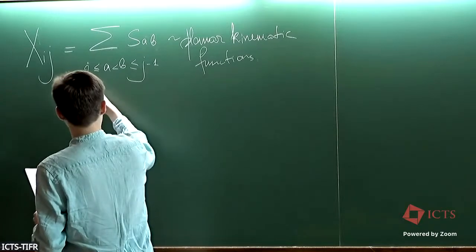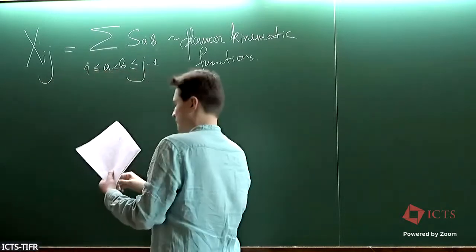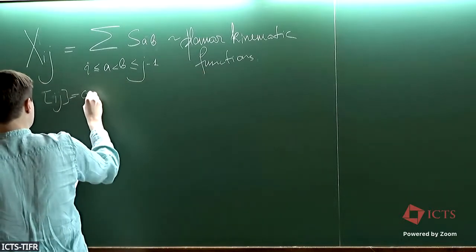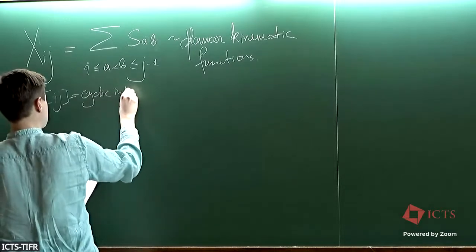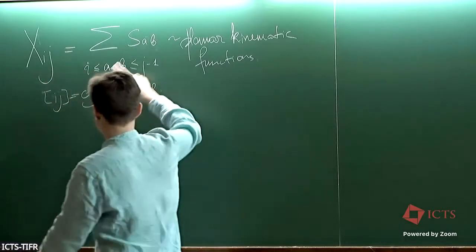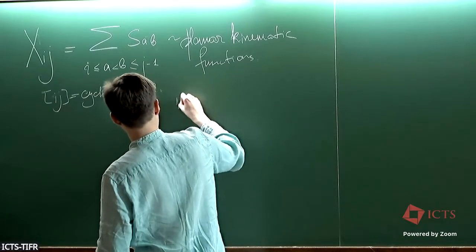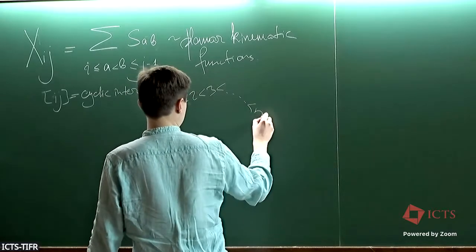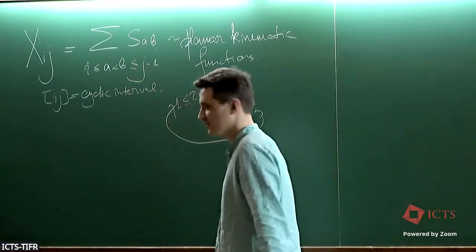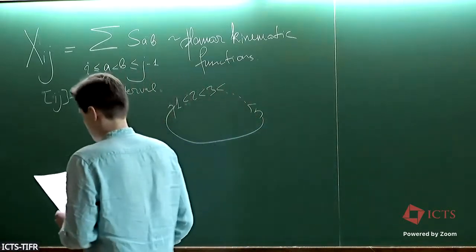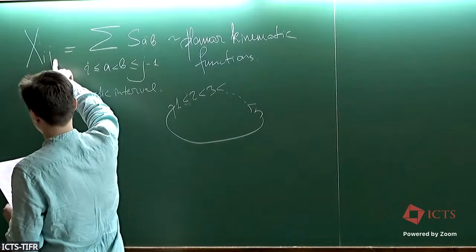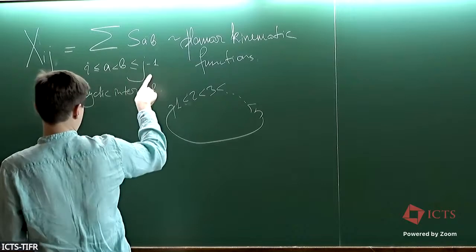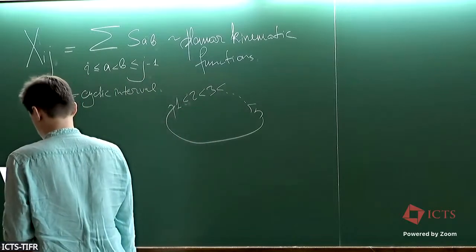And i and j are understood modulo n. So ij is a cyclic interval. We have an ordering of numbers from 1 to n, but this is a funny ordering. So 1 is, of course, smaller than 2, and smaller than 3, and so on, and smaller than n. But then we go back, so n is followed by 1. And in this sense, j can actually be a number that's smaller than i, but we understand these inequalities in the sense of this cyclic order.